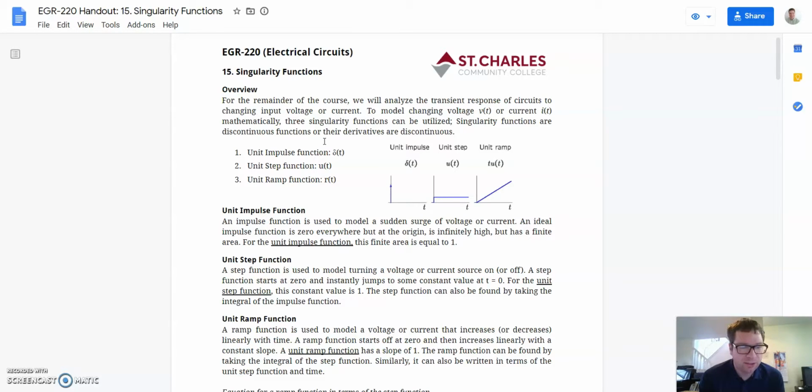To model our signals, we're going to use 3 singularity functions. Singularity functions are functions that are discontinuous. The first is the unit impulse, the next is the unit step, and the third is the unit ramp. You can read this at your own leisure.